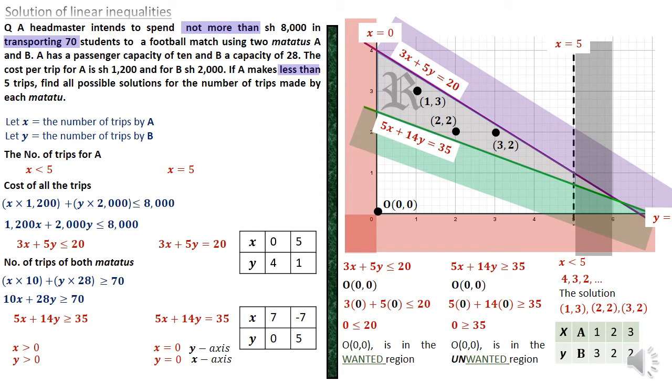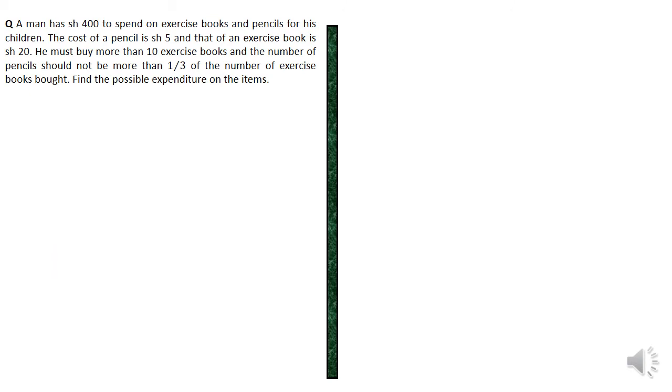Let's move on to our second and last question for this particular video. We're told that a man has 400 shillings to spend on exercise books and pencils for his children. The cost of a pencil is 5 shillings and that of an exercise book is 20. He must buy more than 10 exercise books, and the number of pencils should not be more than a third of the number of exercise books bought. So find the possible expenditure on the items.